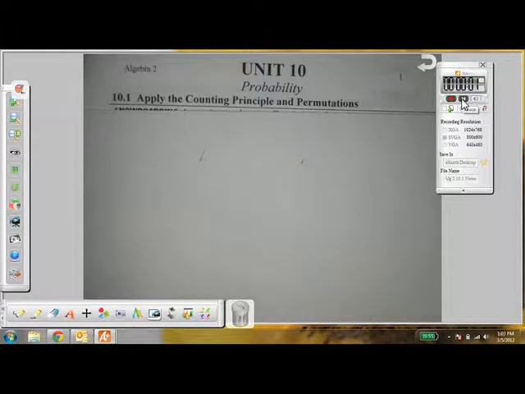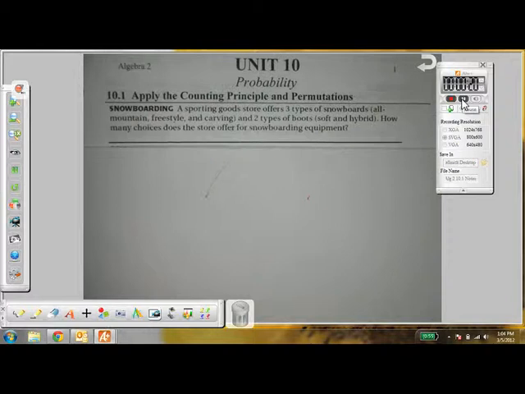So for Unit 10, we're totally switching gears and we're working with probability, what we call permutations and combinations. So we're actually going to be looking at the probability of choosing different things and different ways that you can arrange things is pretty much what we're doing. So we're starting out with an example.